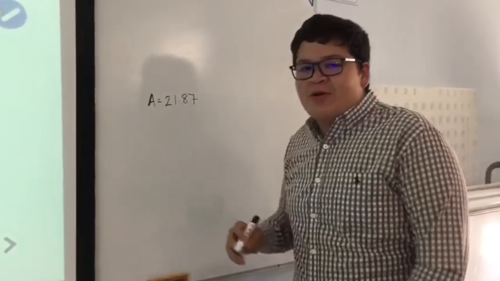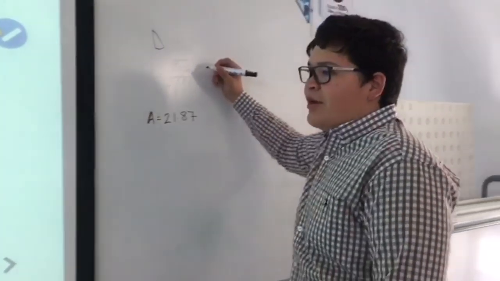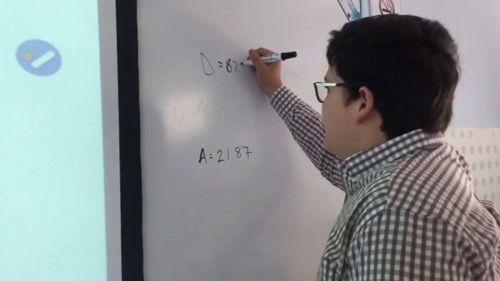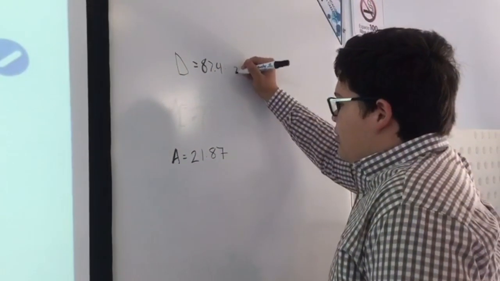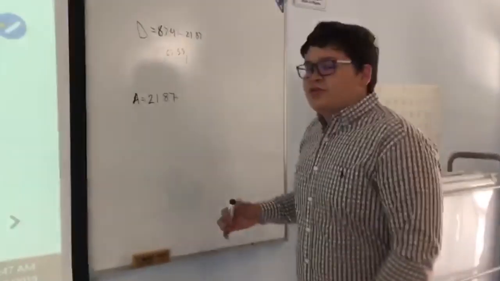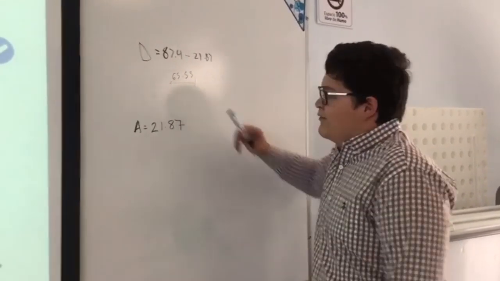For the third step, we're going to get the variable d, and the way to get it is the highest value, that is 87.4, and the amplitude, that is 21.87, and we're going to subtract that. So the function moves 65.55 up.